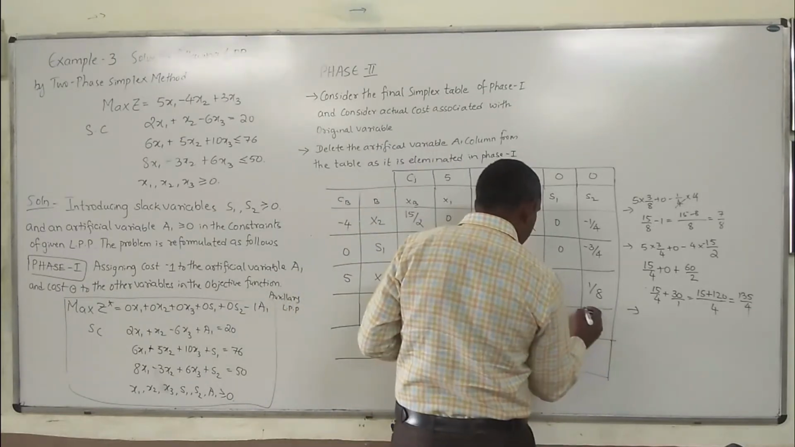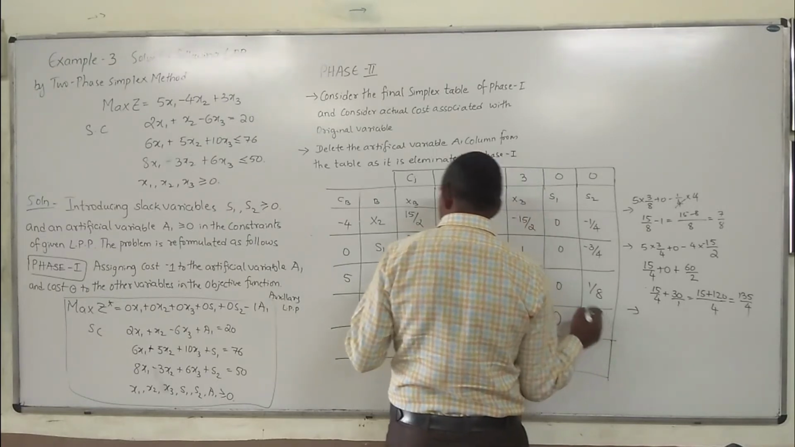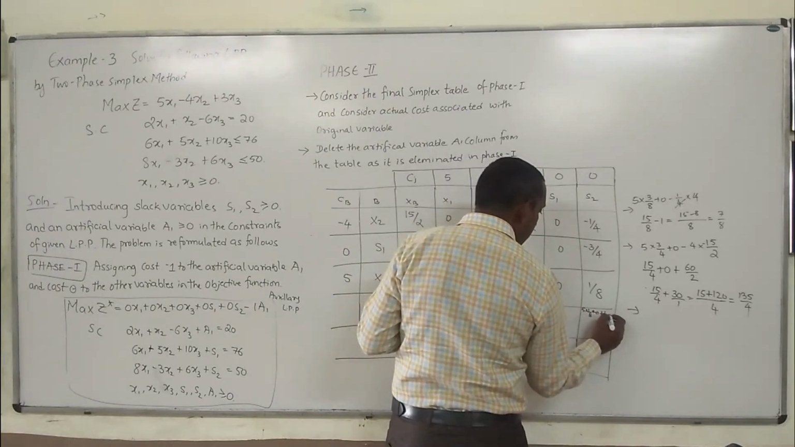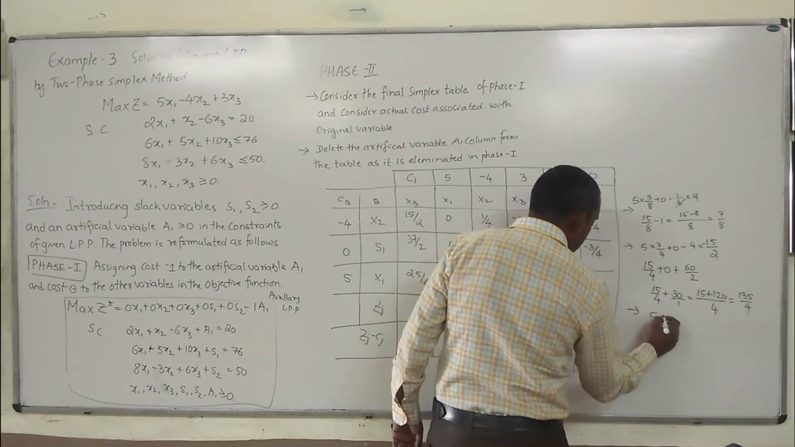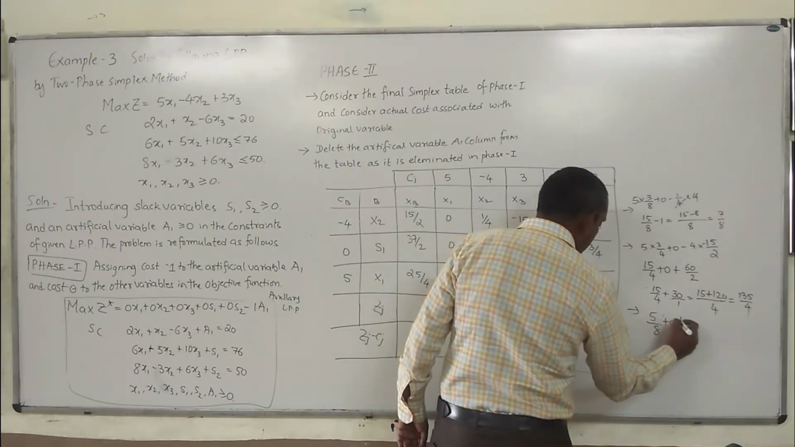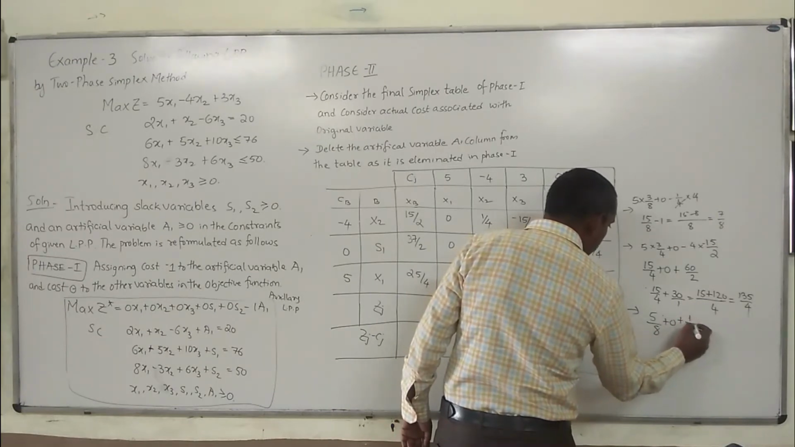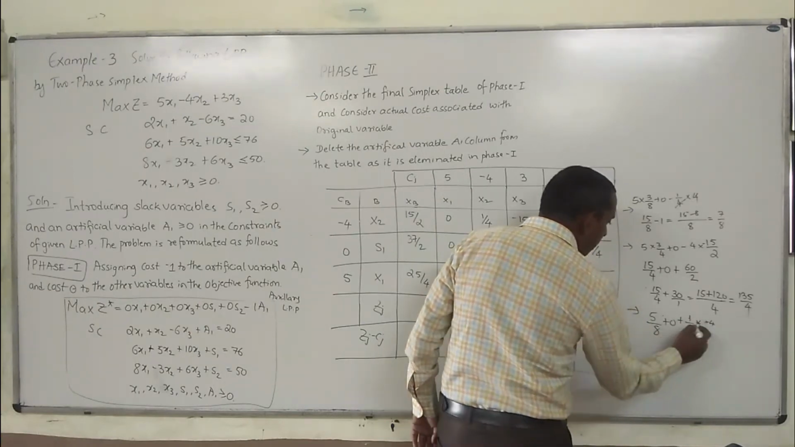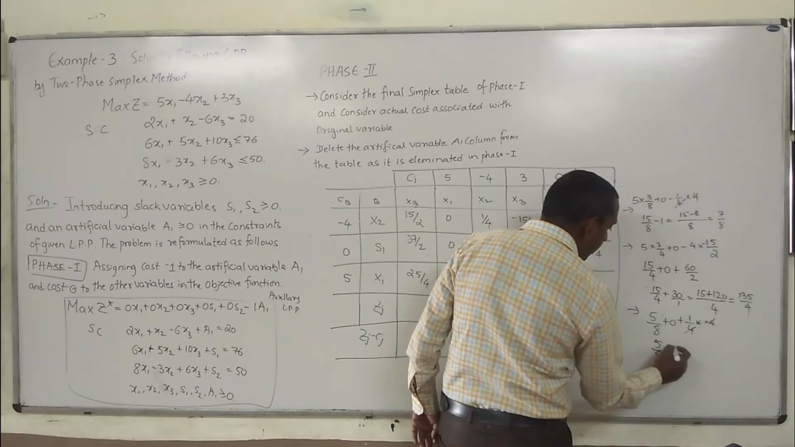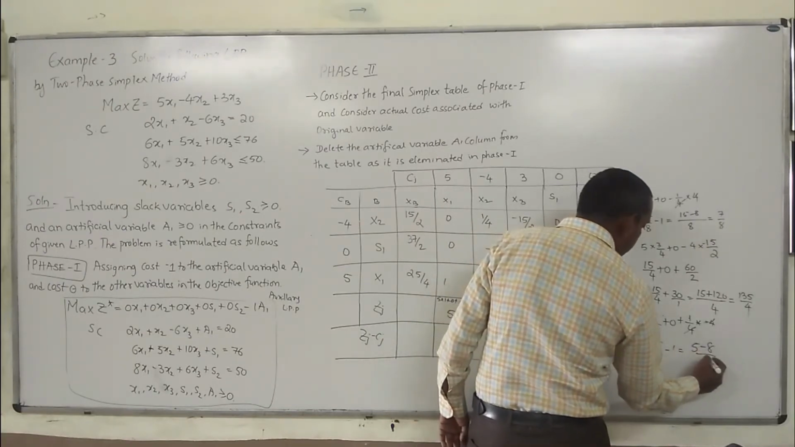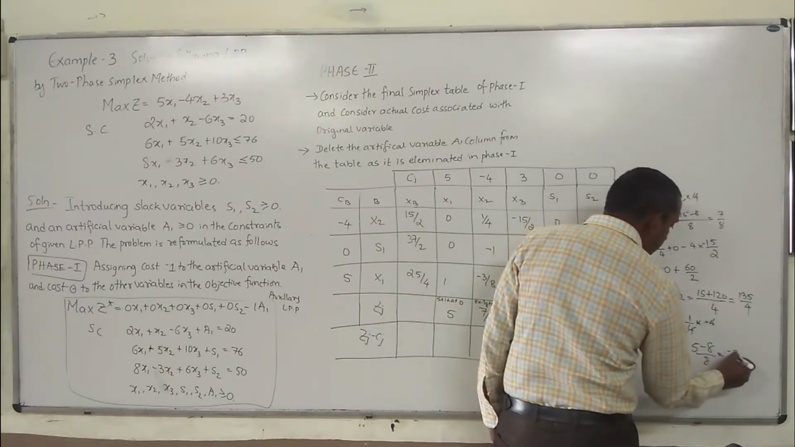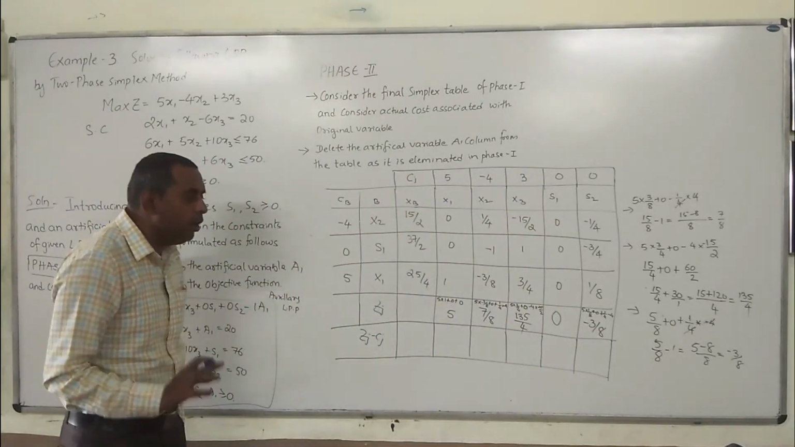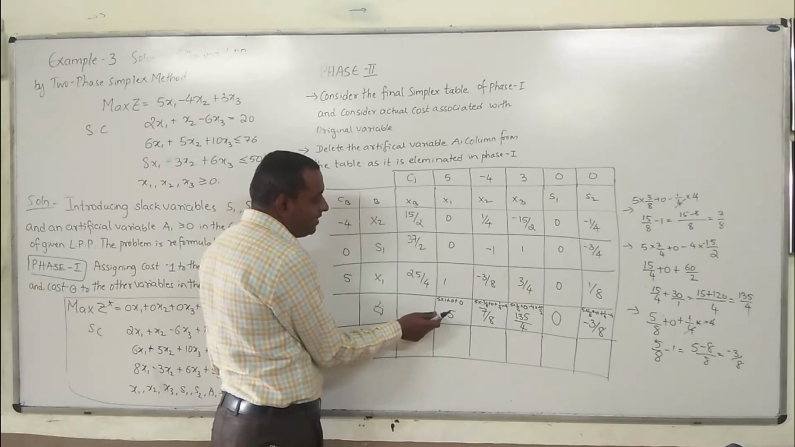So this is like 5 into 1 by 8, then 0, then 1 by 4 into minus 4. That is 5 by 8 plus 0, then it is 1 by 4 into minus 4. This will get cancelled. That is 5 by 8 minus 1. It is 5 minus 8 divided by 8. How much it is? Minus 3 by 8. So once we got the Zj value, we are supposed to find the Zj minus Cj.